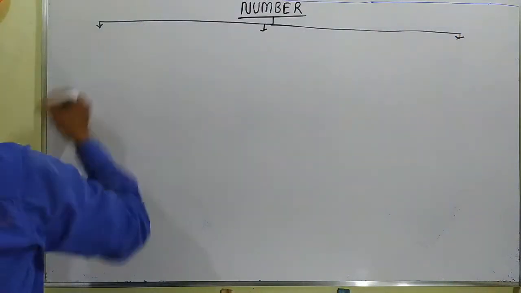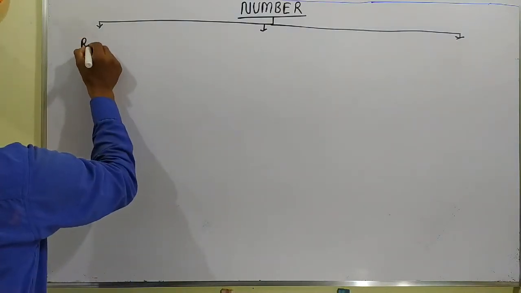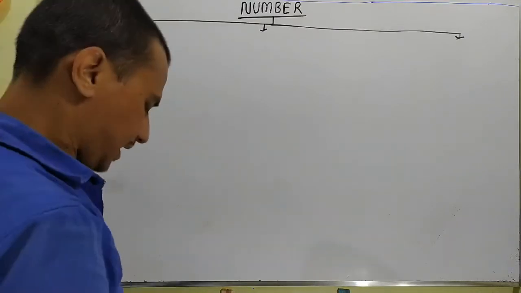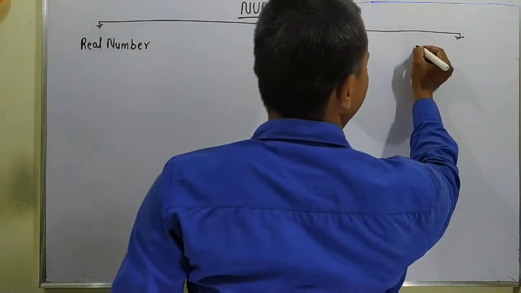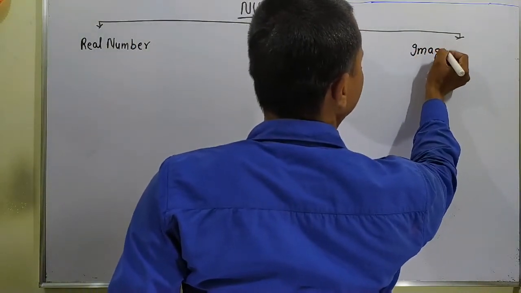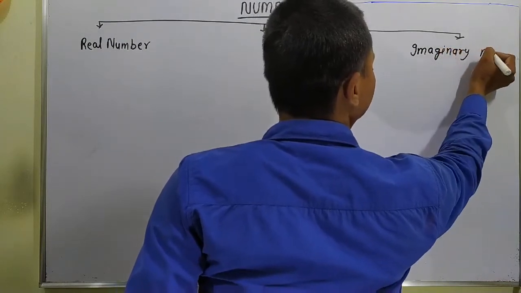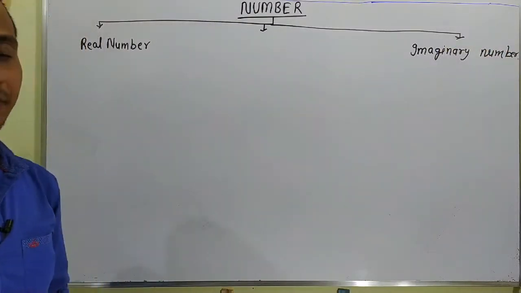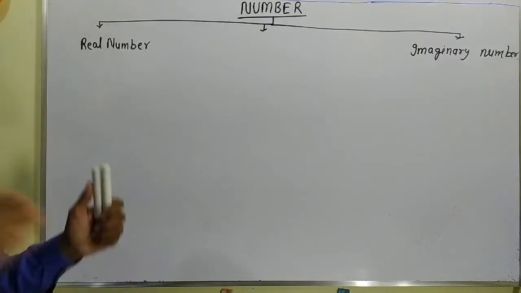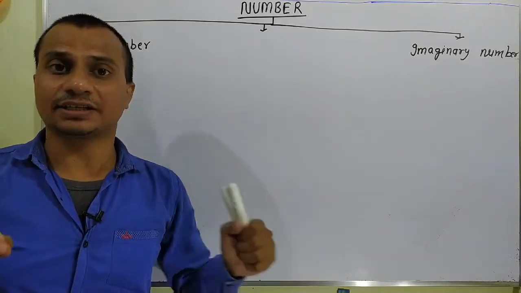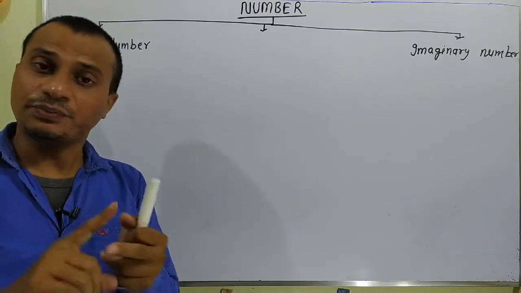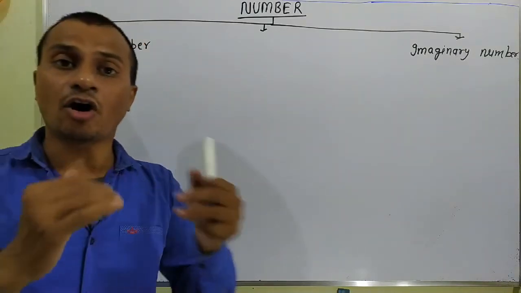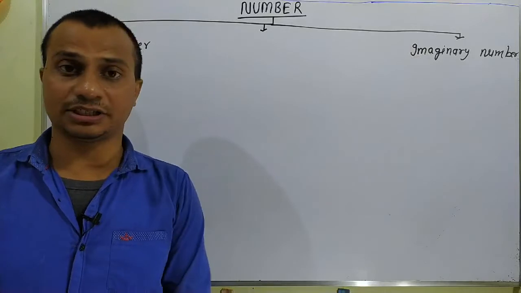First, real number. And third is imaginary number. Okay, real number and imaginary number. What is real number and what is imaginary number? All the numbers which can really exist are called real numbers. But there are some numbers which cannot really exist. These are called imaginary numbers.